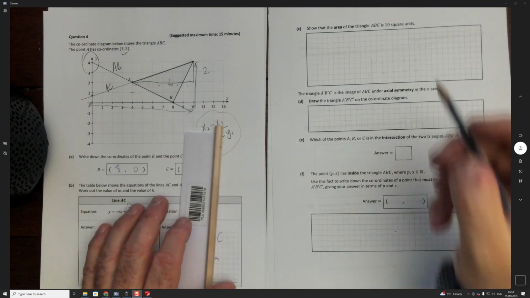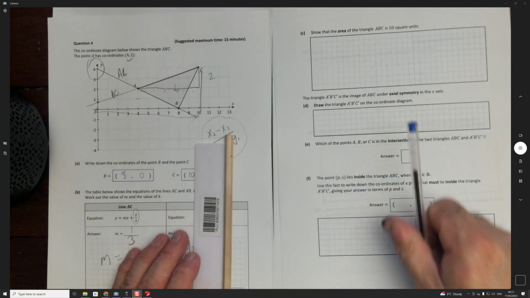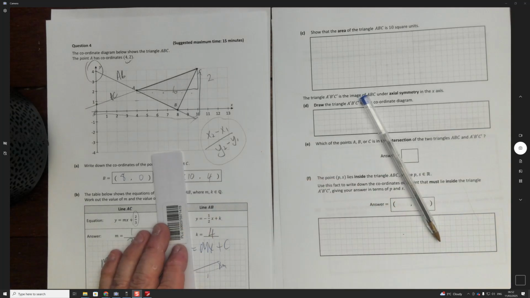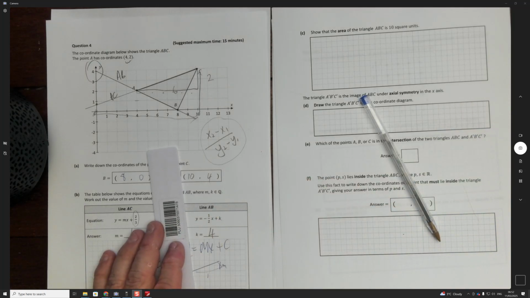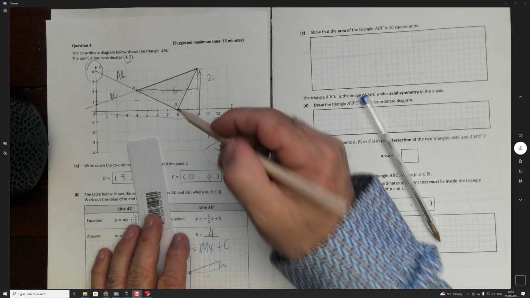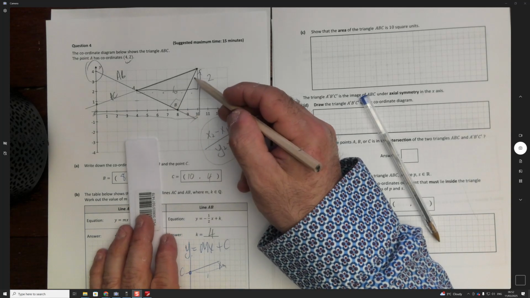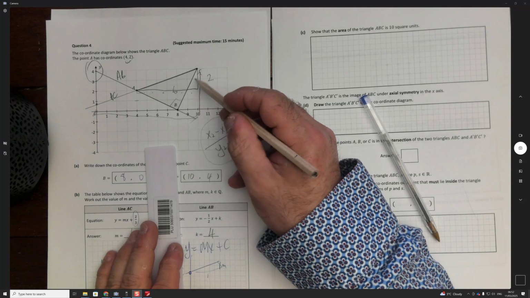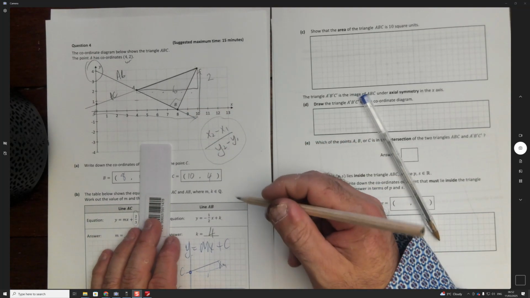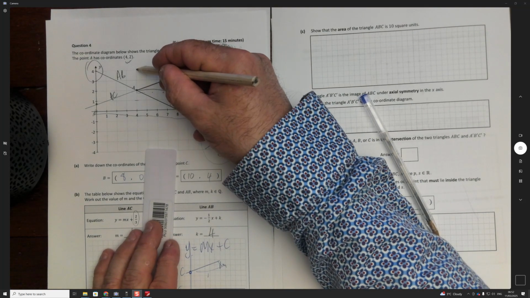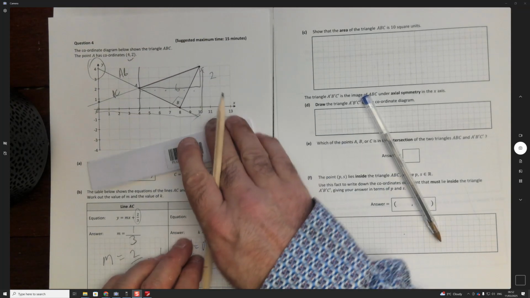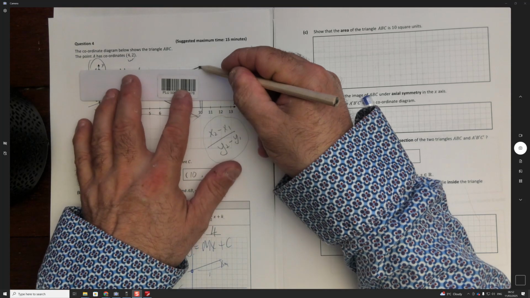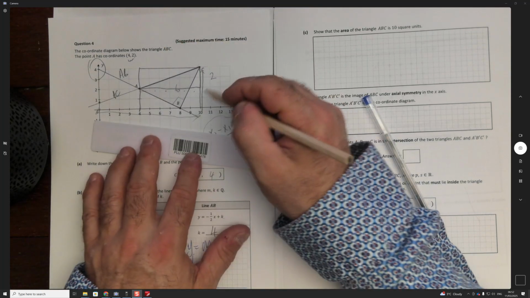Show that the area of the triangle is 10 units. Now this is a nice one. There's lots of ways we can do it. It might well be that it's a right angle and we could get those distances, but it may not be. It looks like it is a right angle, but it isn't the best way to do it. The best way to do it is to form a rectangle around our triangle.